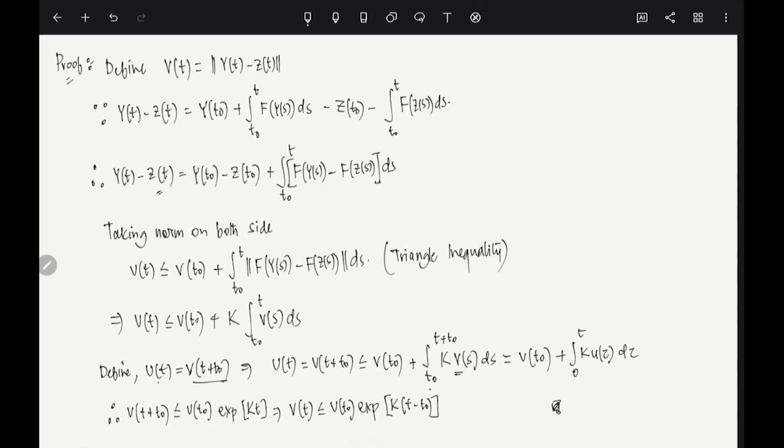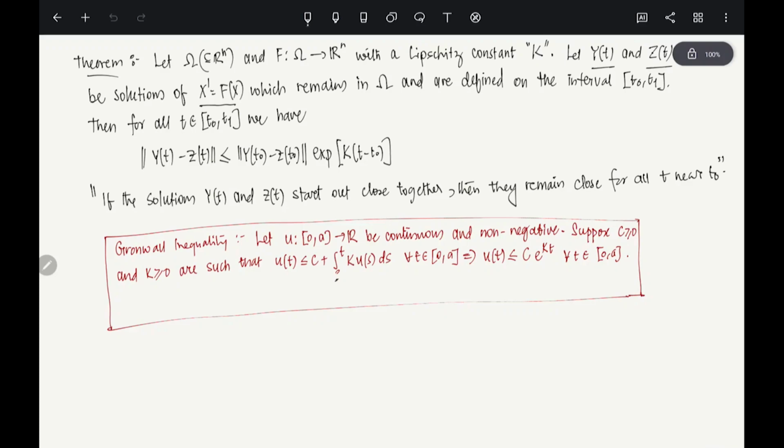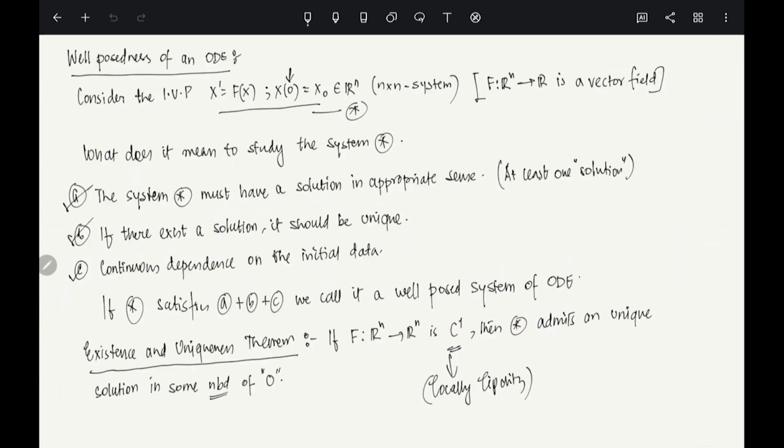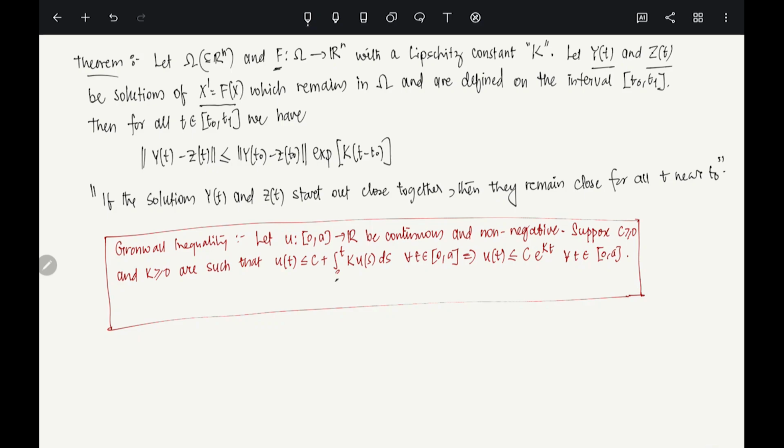So we have the continuous dependence on initial data. Essentially you can say that if you have a system such that the vector field is Lipschitz continuous in wherever it is defined, let's say it is defined on omega and Lipschitz continuous in omega, and let's say it is also C1, so Lipschitz continuous along with being C1, right? Then you can actually say that the problem is well posed. Clear?